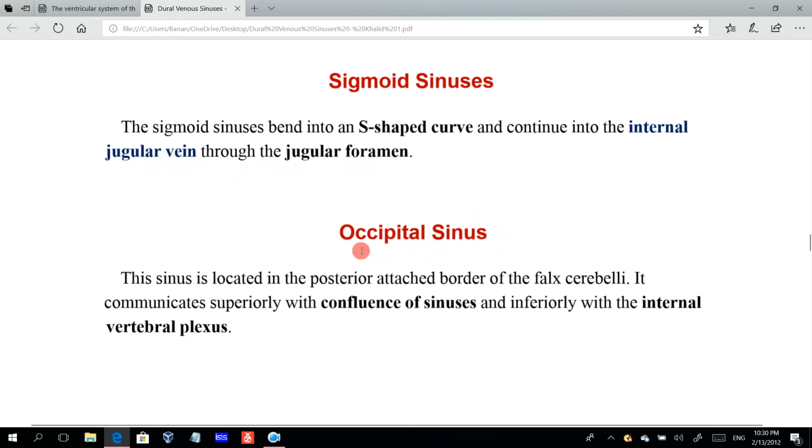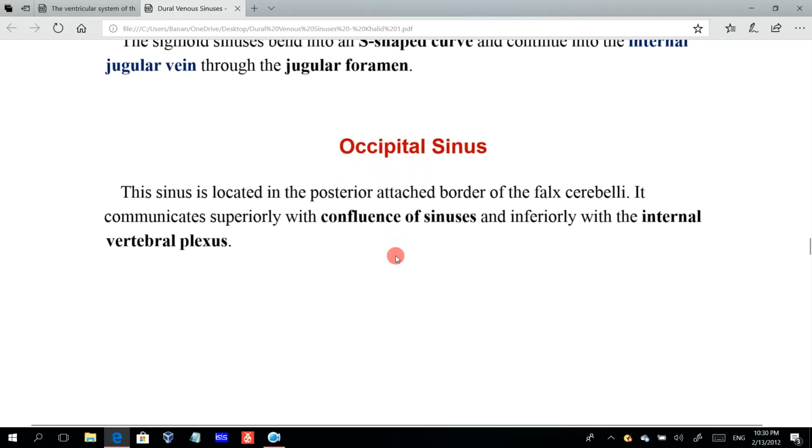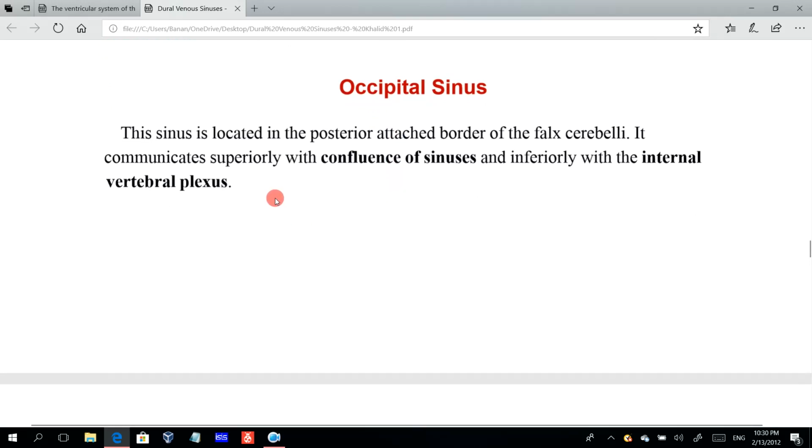We also have another sinus which is called the occipital sinus. Also from its name, it is related to the occipital bone, and this is single, not paired. It is in the center, at the back of the occipital bone. This sinus is located in the posterior attached border of the falx cerebelli. Falx cerebelli is a membranous extension of the dura that attaches to the posterior, inner aspect of the occipital bone.